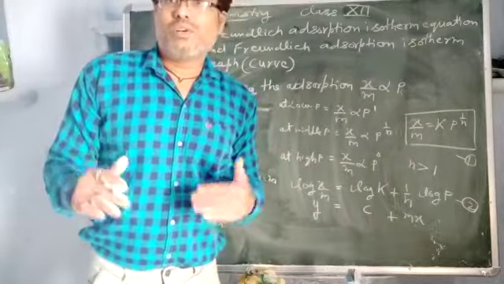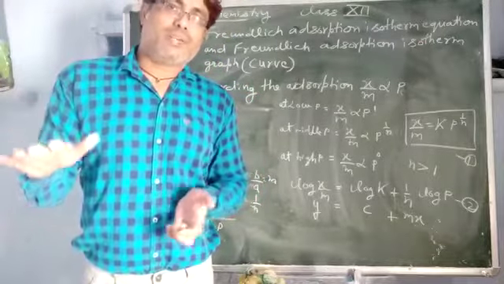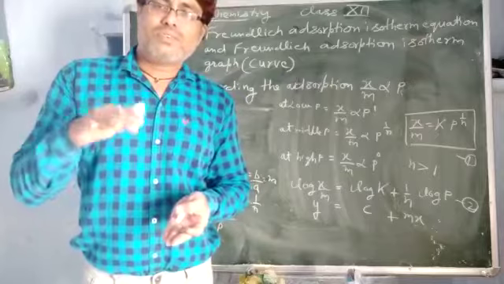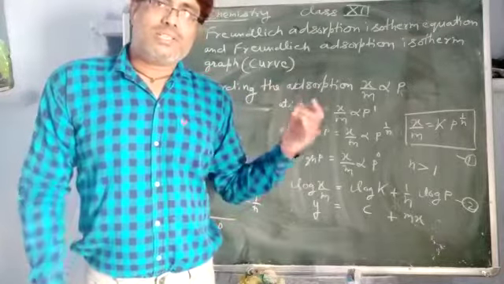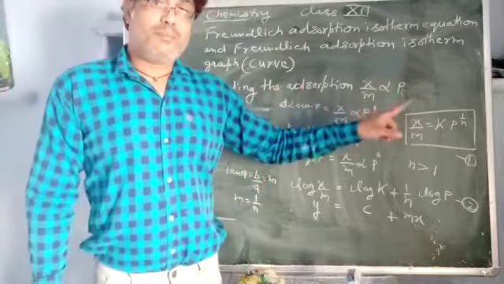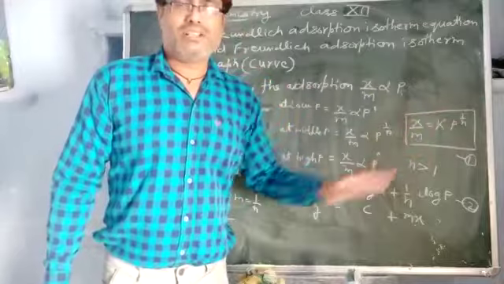So according to Freundlich, when we increase the pressure of the gas at constant temperature, above the surface of the adsorbent, the rate of adsorption increases. And how does it increase? The relation is, at middle pressure range, X by M is equal to K P raised to power 1 by N. That is the Freundlich relation.